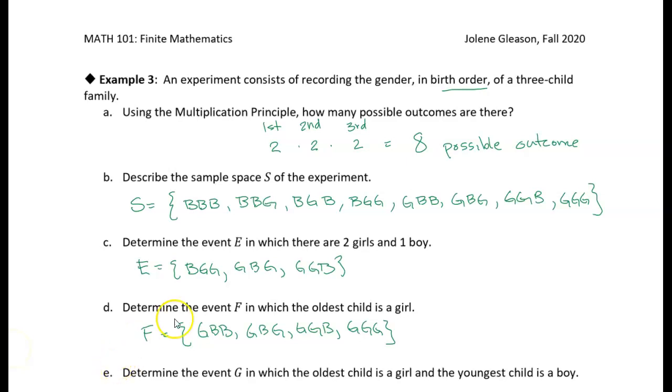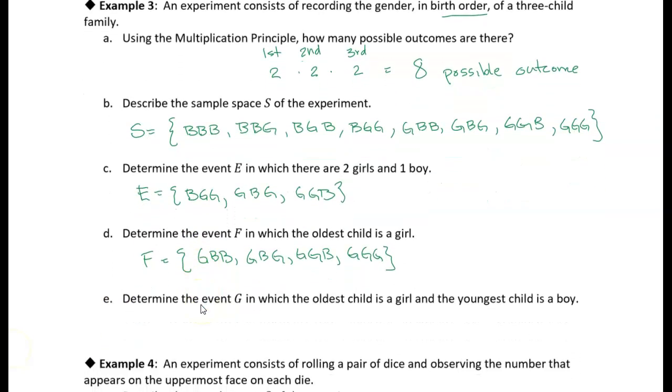All right, one more question here. Determine the event in which the oldest child is a girl and the youngest child is a boy. The event G. Okay, so we have event G. And now we know it has to be oldest is a girl and the youngest is a boy, right? And then we can fill in the middle with anything we want. So we could have girl, girl, boy, and then the other option is that the middle child is a boy. Okay, so that would be all the possible outcomes where the oldest child is a girl and the youngest is a boy. Okay? All right, so I'll meet you in the next video for example 4.